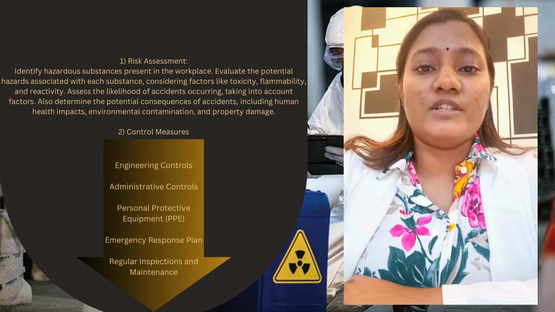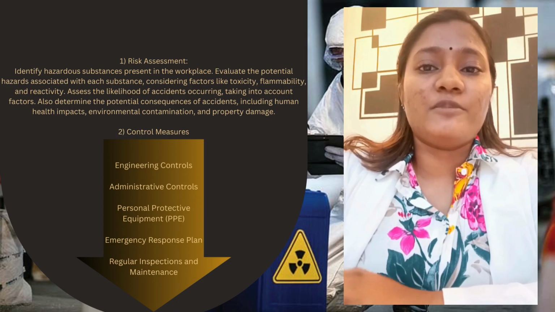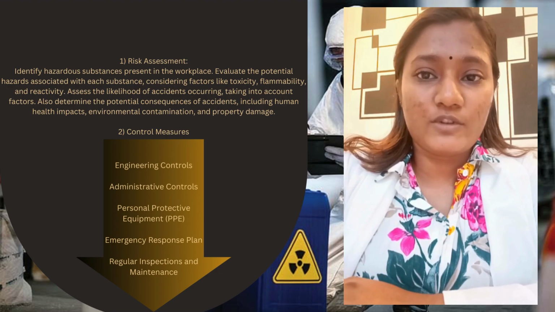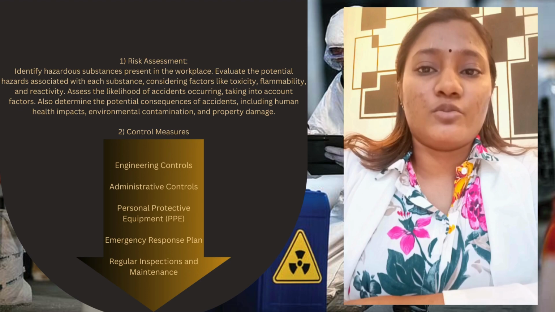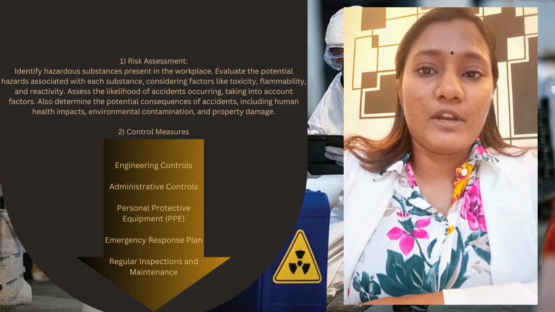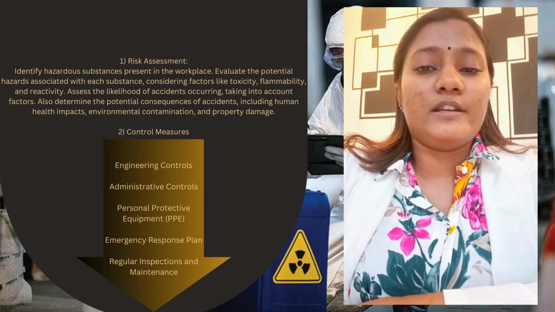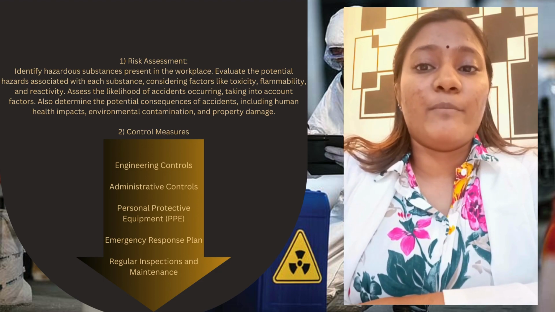Secondly, control measures. There are 4 types of control. Firstly, engineering controls, which should implement engineering solutions to minimize the risk of chemical spills, such as proper storage facilities with secondary containment systems. Also, leak detection alarms and ventilation systems to control vapor emission.